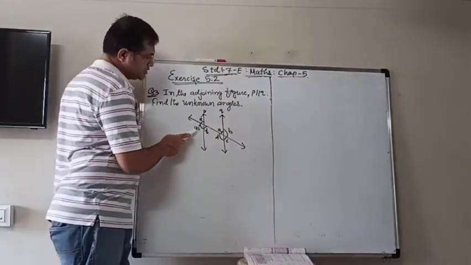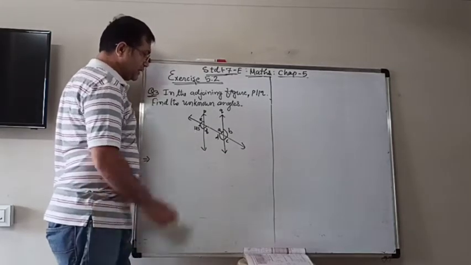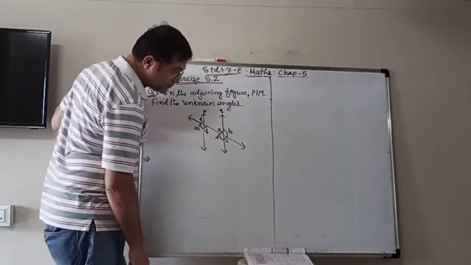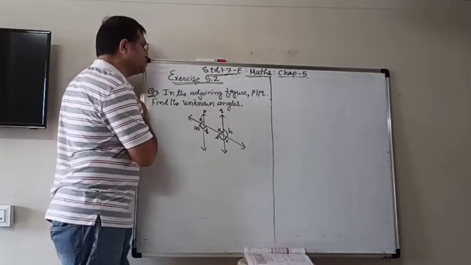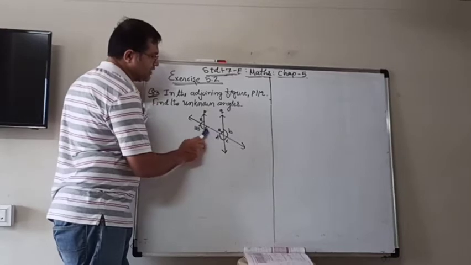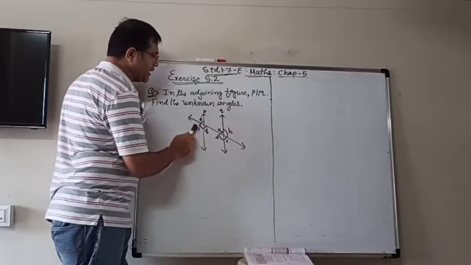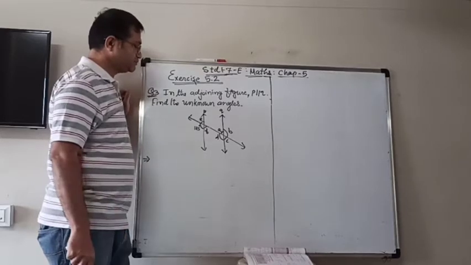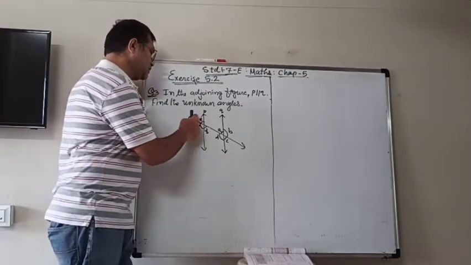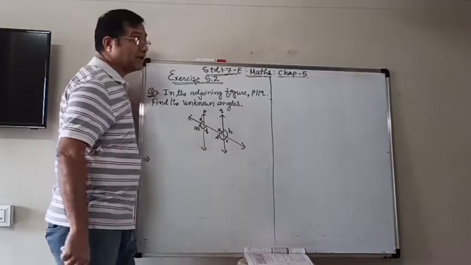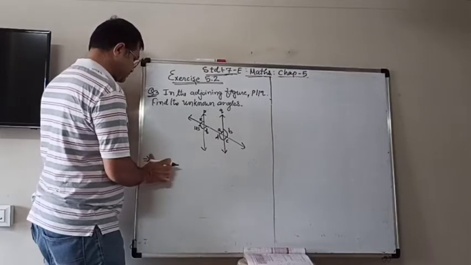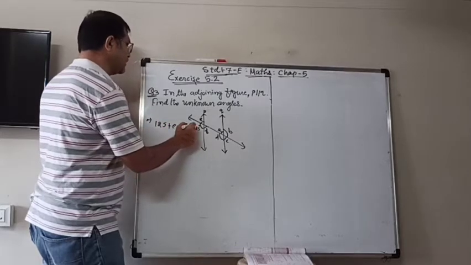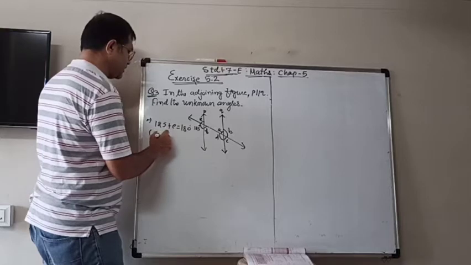Now look here. This is 125 degrees. Now you can see that these two lines are parallel and this is the transversal. Now here, if you see 125 and this F, or 125 and E, what are they making? They are making a linear pair. So 125 plus E will be 180 degrees. So we can start from that. 125 plus E is equal to 180. Why? They are forming a linear pair.